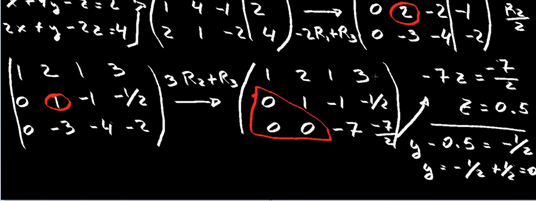And then we go into the top row and we solve for x, so x plus 2 times y, but y is 0, plus z, which is 0.5, equals 3.